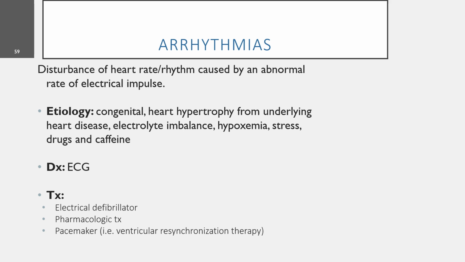Arrhythmias or dysrhythmias are a disturbance of the heart rate or rhythm caused by an abnormal rate of electrical impulse. Normal heart rhythm is controlled by the SA node, which is the heart's natural pacemaker. It generates impulses that travel through the conduction system, stimulating the atria and ventricles to contract and pump. The types of arrhythmias include rate abnormalities, which can be too fast or too slow, or rhythm abnormalities, such as irregular rhythms. They can occur in the atria or ventricles.